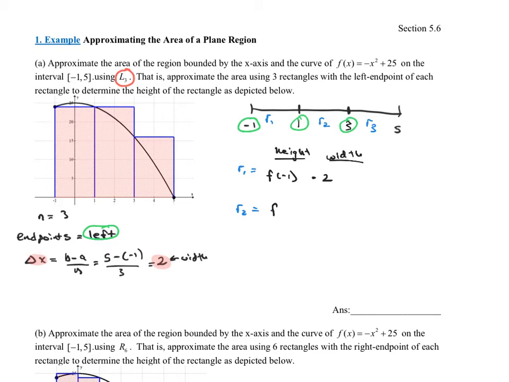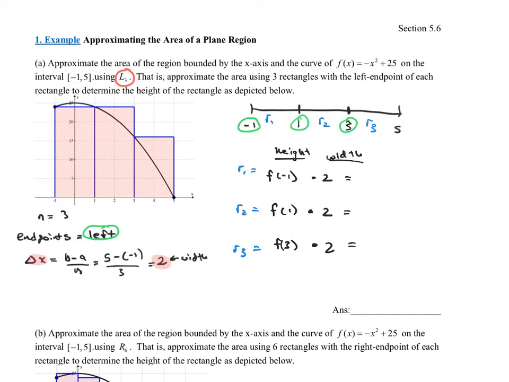Well, we're going to take the left endpoint, which was 1, plug that into the function, and multiply that times the width. Think about that third rectangle. Again, what are we going to do? We're going to take the left endpoint, which was 3, plug that into our function, and multiply it times 2.